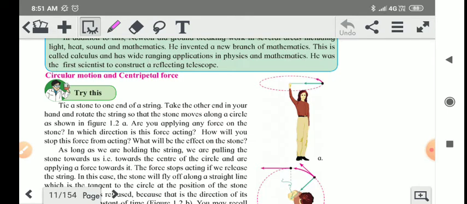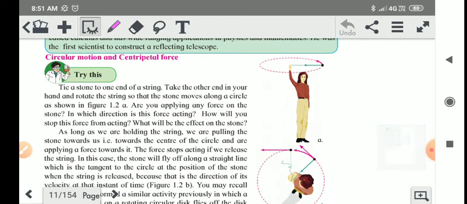So the boy is standing with a string in his hand, and that string is tied to a stone, and he is rotating that string. So that rotating motion is the circular motion, and that string applies a force on the stone, and that force is directed towards the center, and therefore it is called the centripetal force of attraction or centripetal force.